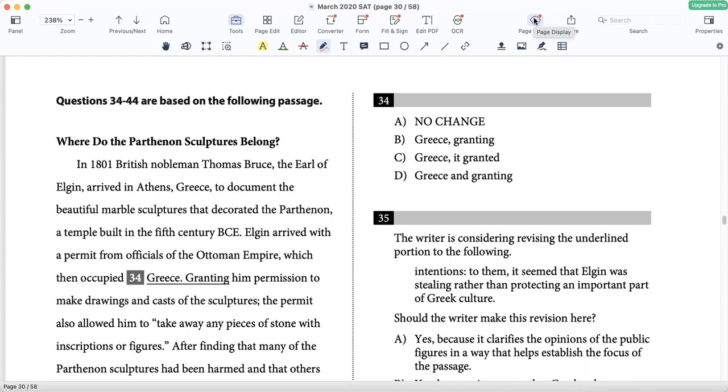In this video, we'll solve the fourth and final writing passage of the March 2020 US SAT. Where do the Parthenon sculptures belong?